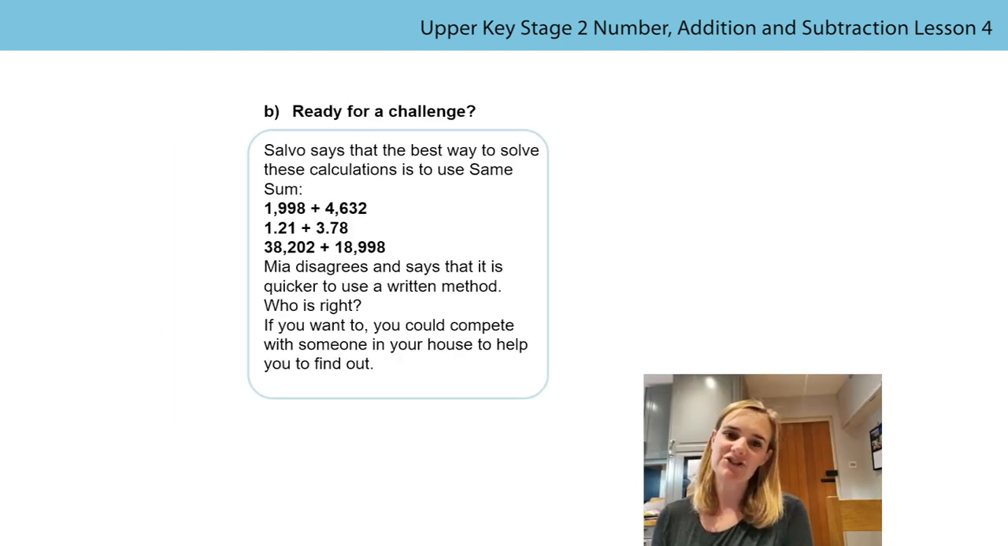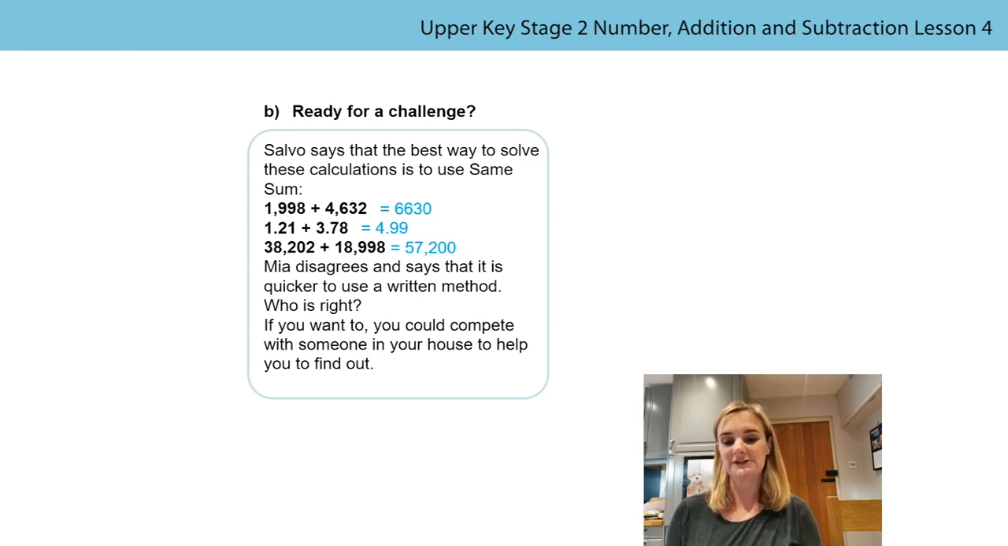Okay, so for the next challenge that I gave you, it was where Salvo says what the best way is to solve these calculations using the same sum. And you can see that on here I have got the answers for you in case you wanted to see them. But he was saying that the best way is to solve them using the same sum or those equivalent calculations by redistributing the numbers to make it easier. And Mia disagrees and says that it's quicker to use a written method. And I wanted you to find out yesterday who was right.